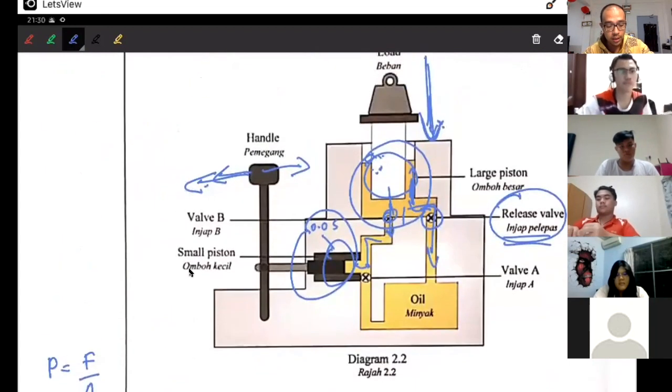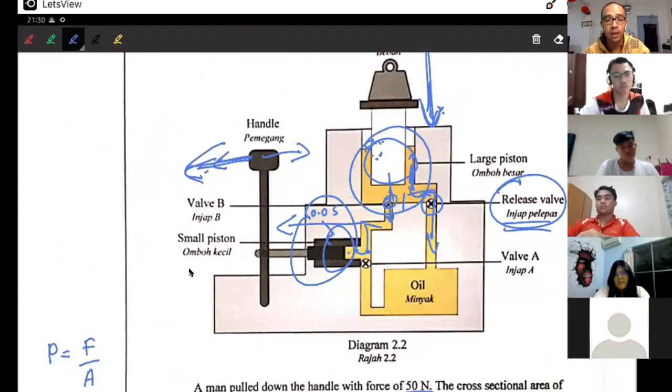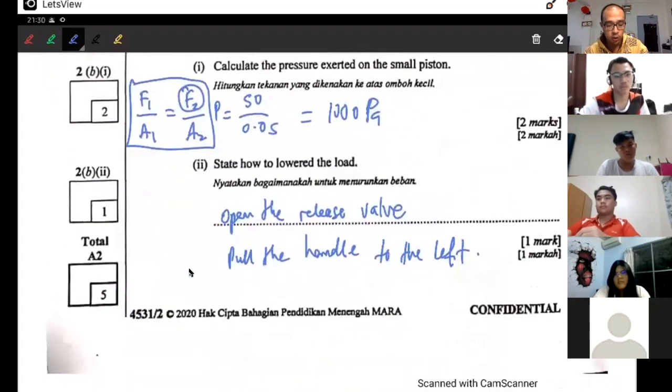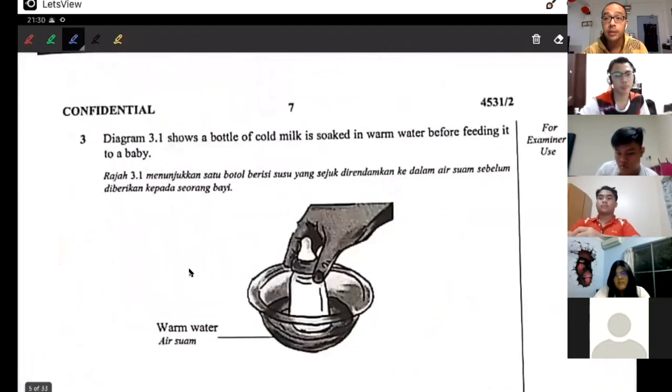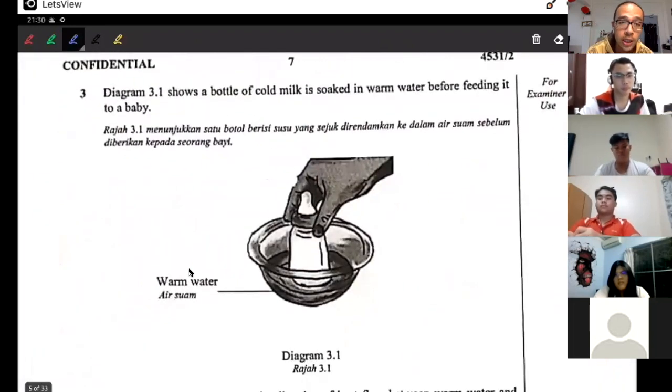Because when you pull it this way, this one will move backwards, and so everything else will follow. The oil will flow more onto the left side. It's not very logical, okay? It's just my logic actually. This is a good answer. This is also an acceptable answer. Let me check. Yeah, okay. Pull the handle to the left. All right. Number 3.